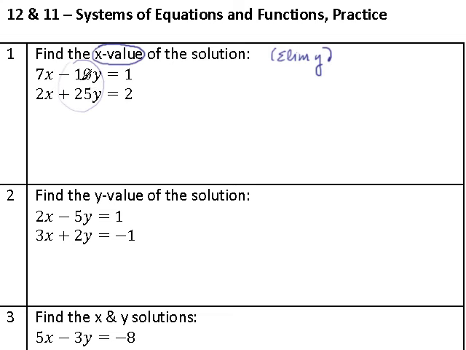So we can get a coefficient of minus 50 here if we multiply both sides by 5. Remember, you can multiply two sides of an equation by the same number. That's one of the basic operations. And here, we can get a positive 50 over here if we multiply both sides of this equation by 2.